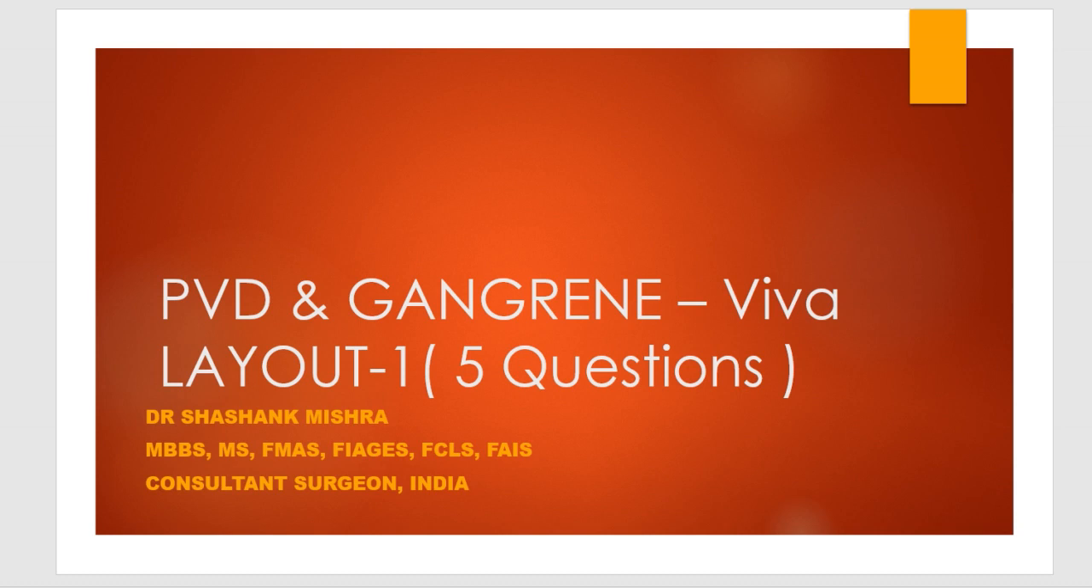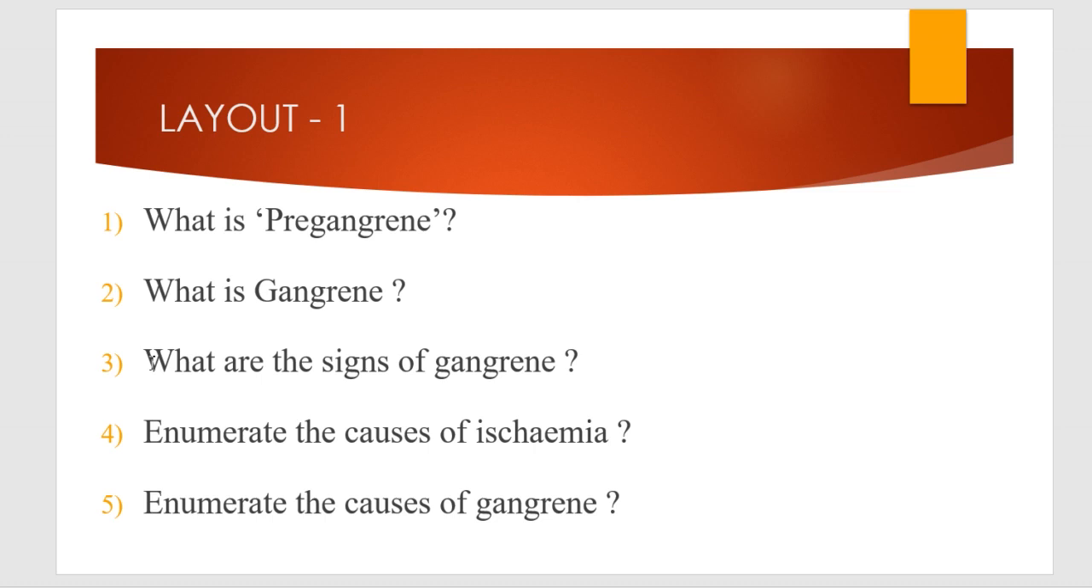So this is the first layout 1, and it is having 5 questions regarding peripheral vascular diseases and gangrene. And these are the questions. The layout 1: what is pre-gangrene? What is gangrene? What are the signs of gangrene? Enumerate the causes of ischemia and enumerate the causes of gangrene.